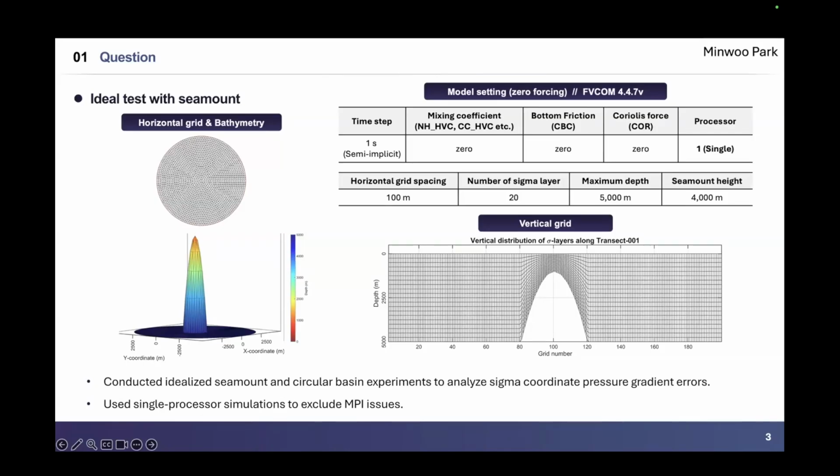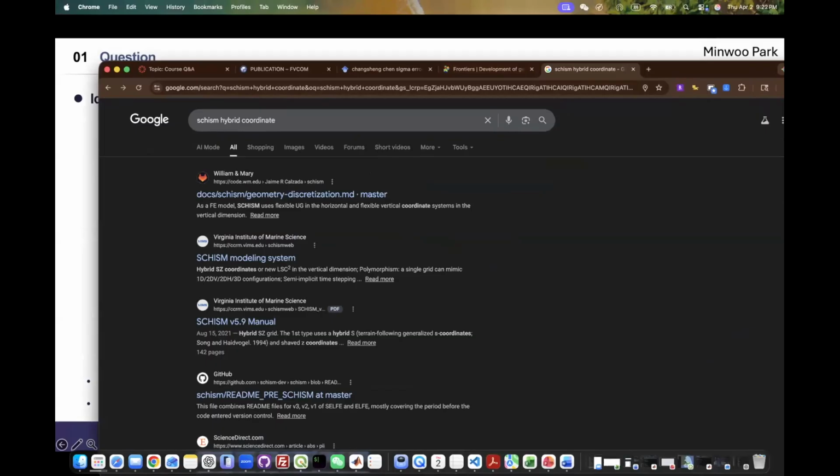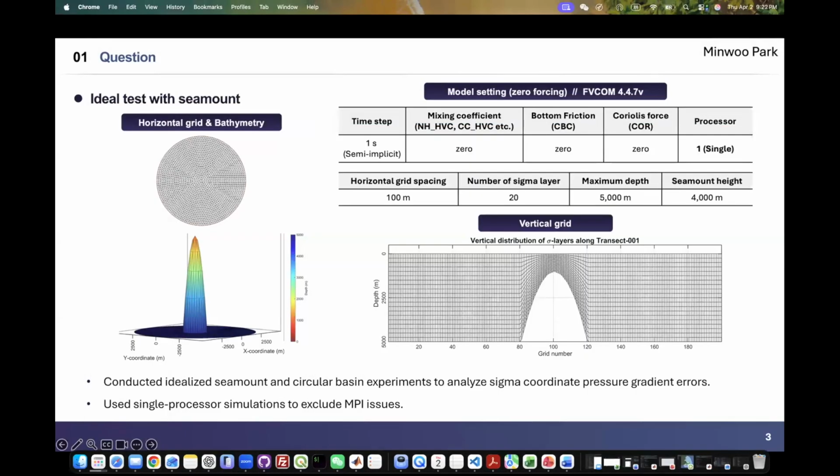However, if you have no stratification, right? Then the baroclinic pressure gradient term equals 0. You don't have an error, sigma error. Okay, that's the question you find. If you remove the stratification, you do not find oscillation anymore, right?